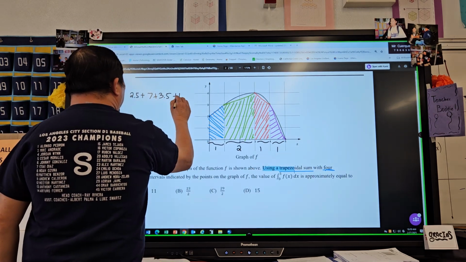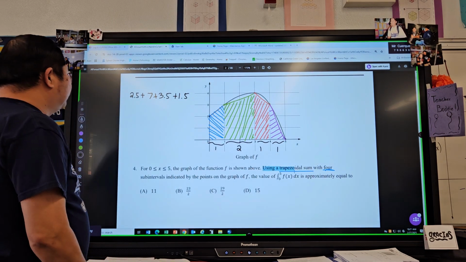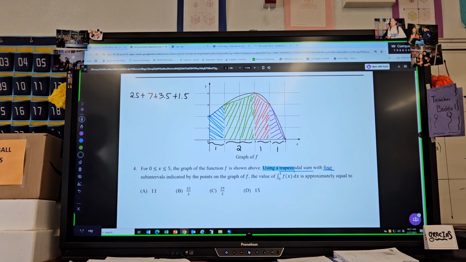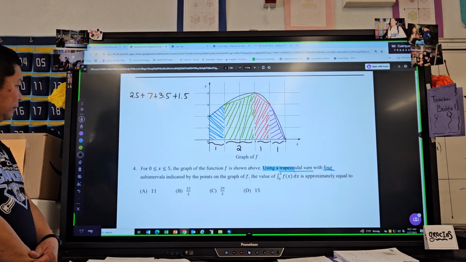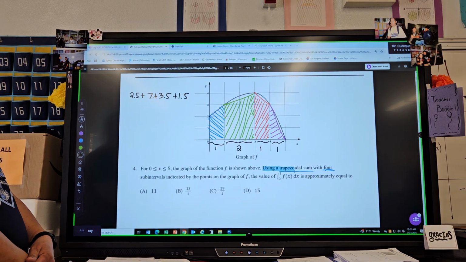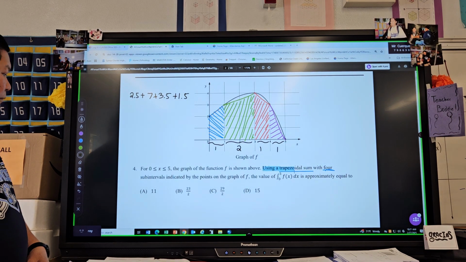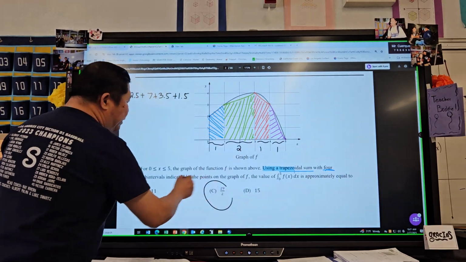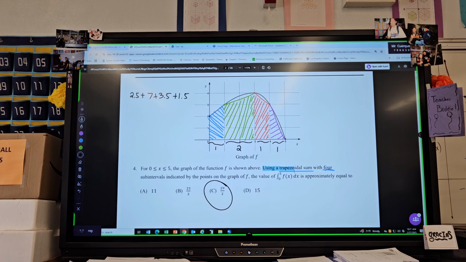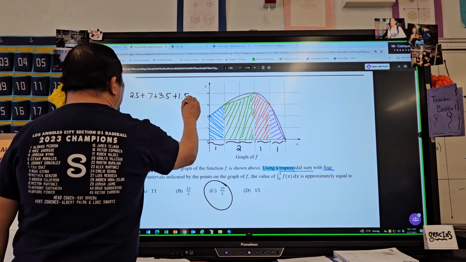Okay. Can you add them up now? What do you have? 14.5? 14.5, or equivalent to 29 halves. Right? Okay. I got 15.